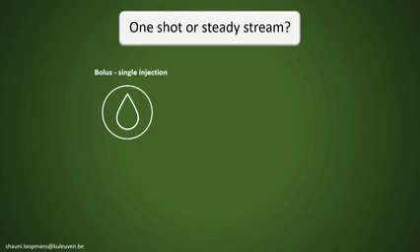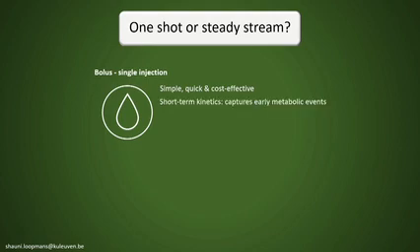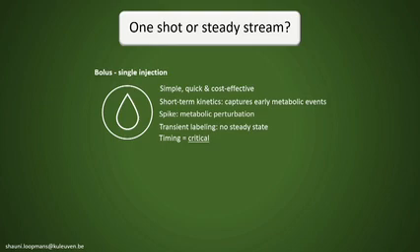Then there's another question we can ask ourselves, which is, are we going to give just a bolus, or are we going to go for infusion? So if we go for a bolus or a single injection, this is very simple, quick, and cost-effective. However, it is for short-term kinetics because it will capture these early onset metabolic events. It's a spike, so it's more of a perturbation compared to infusion. You also have transient labeling, so you will never really have steady state when you're giving a bolus injection, and that means that the timing is critical.